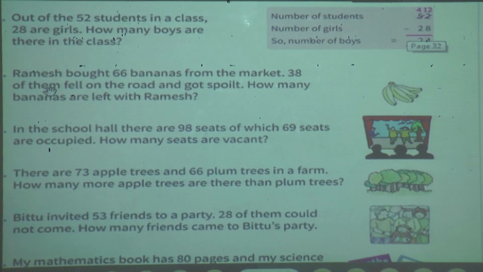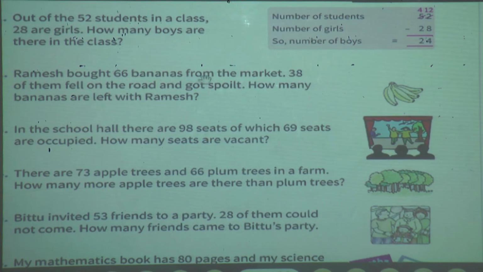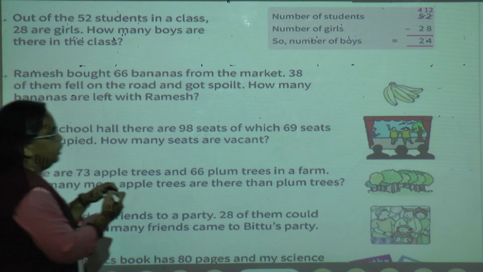Then second one: Ramesh bought 66 bananas from the market. 38 of them fell on the ground and got spoiled. How many bananas are left with Ramesh? Now see here, in this way only you can do. Number of bananas is 66. Then how many he bought? 66. And from that how many fell down? 38. Then how many bananas are left with Ramesh? In this way only you can do this also.